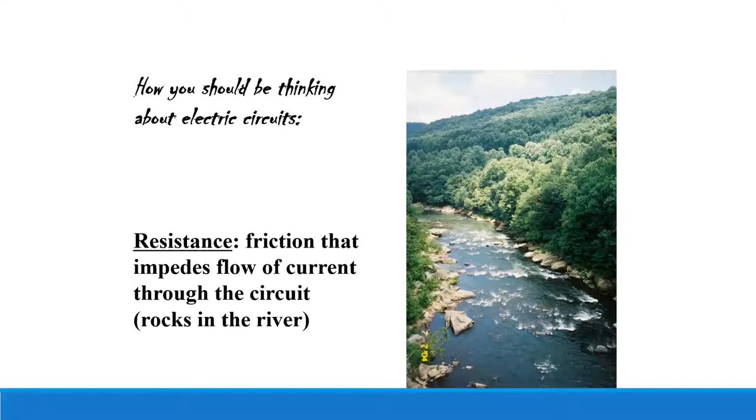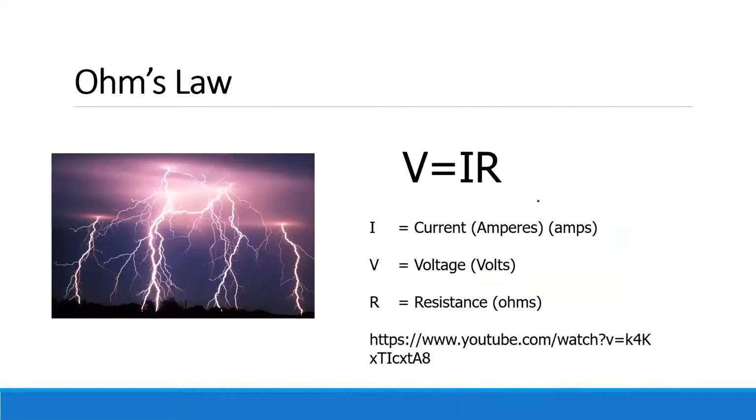So even if you've got that big push from gravity, if you've got a lot of rocks in your river, it's going to slow down the current. It's going to mean that less water can pass through. So that's how all these things are aligned, which brings us to the formula.